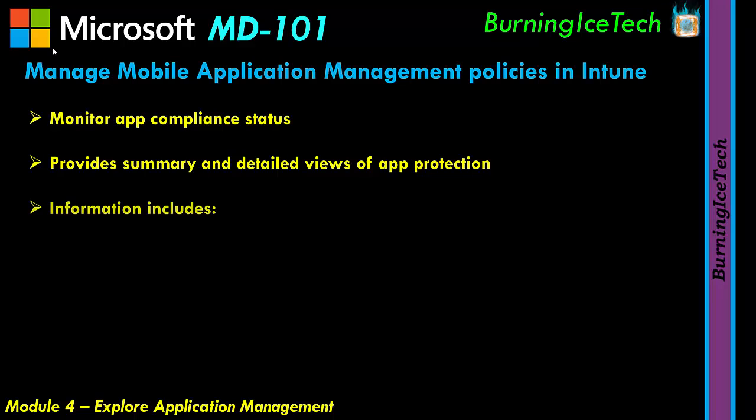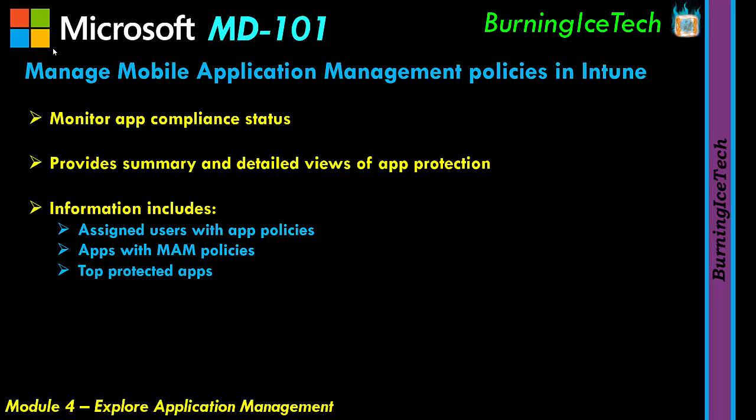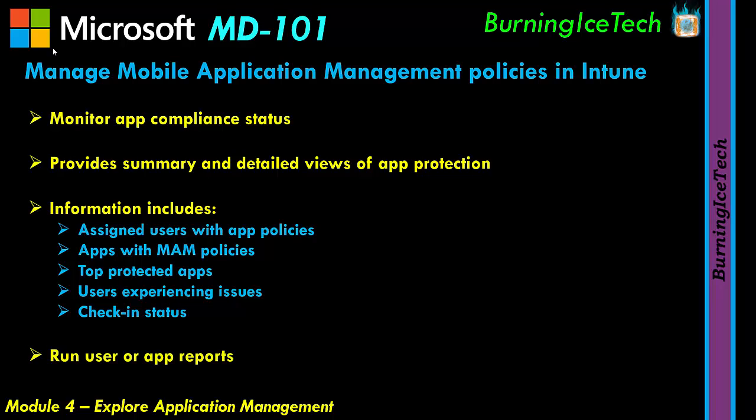Some of the information includes things like, and keep in mind this is not limited to this, assigned users with app policies, apps with mobile application management policies, top protected apps, users experiencing issues, and also check-in status, something we did mention in the previous modules. You can run either user or app reports, and you can really pull a report on just about anything, guys. Really, the sky is the limit.